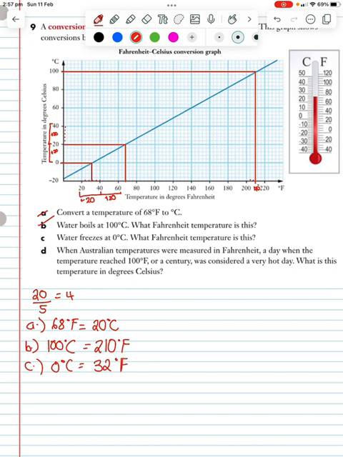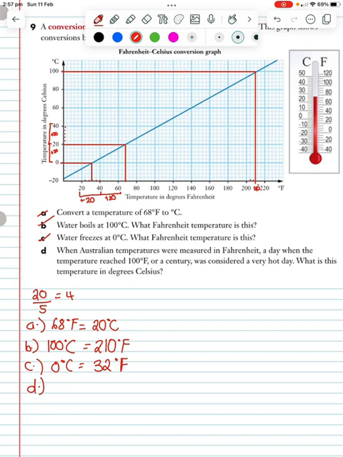Now remember, this is a lot of estimating, so we can't get a perfectly precise answer off of these graphs, but it gives us a really good idea. Finally, if we have a look at D, when Australian temperatures were measured in Fahrenheit, a day when the temperature reached 100 degrees Fahrenheit, or a century, was considered a very hot day. What is this temperature in degrees Celsius? It's the same as what we've been doing, but just a little bit more wordy.